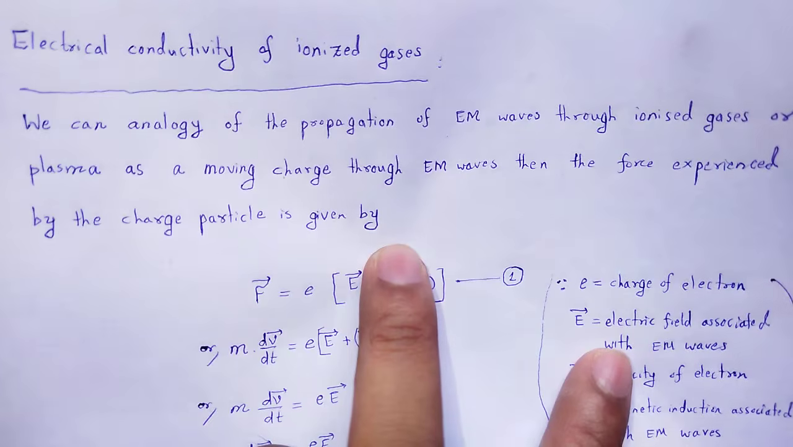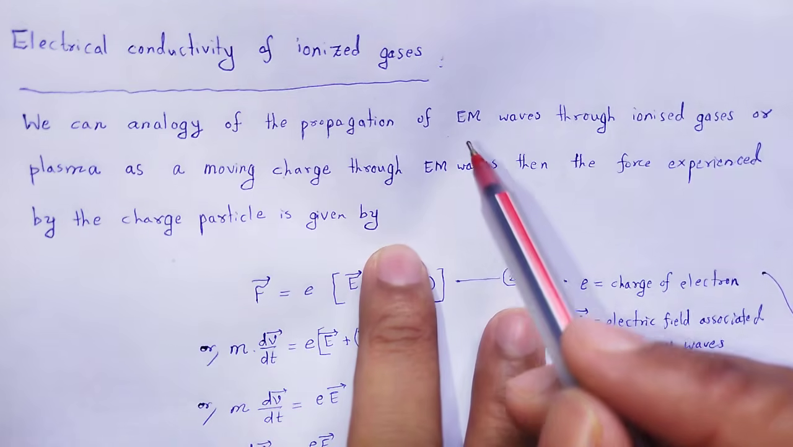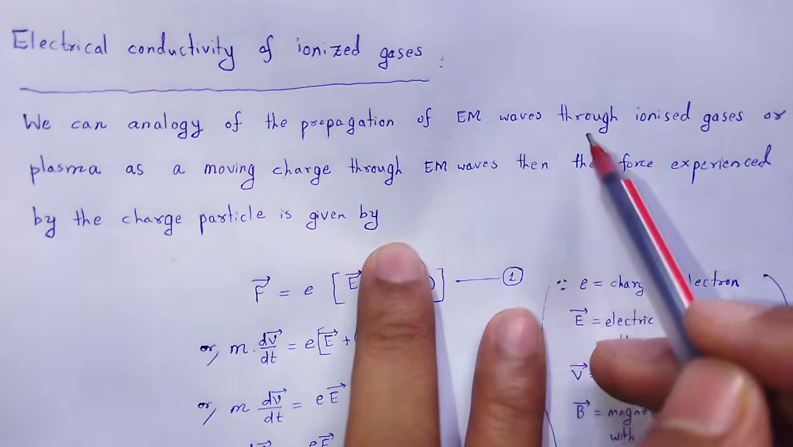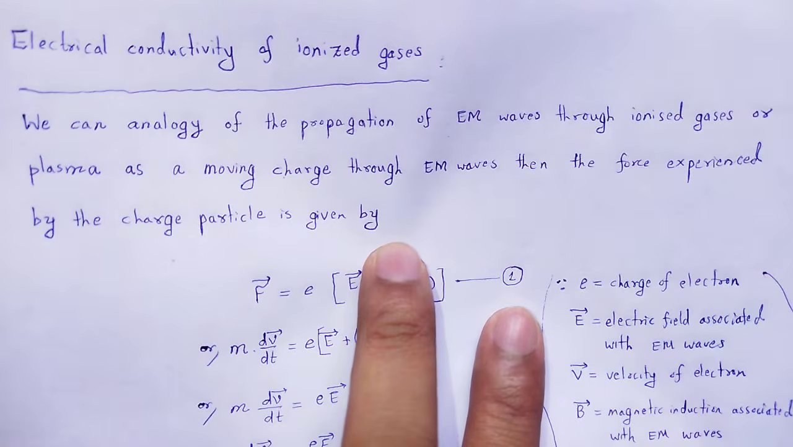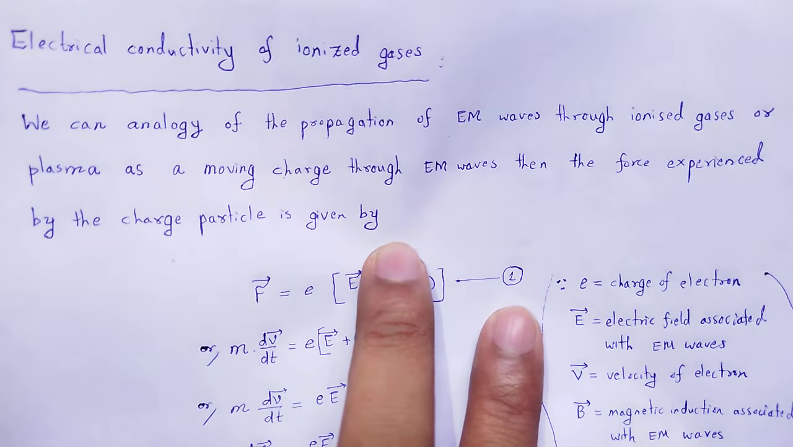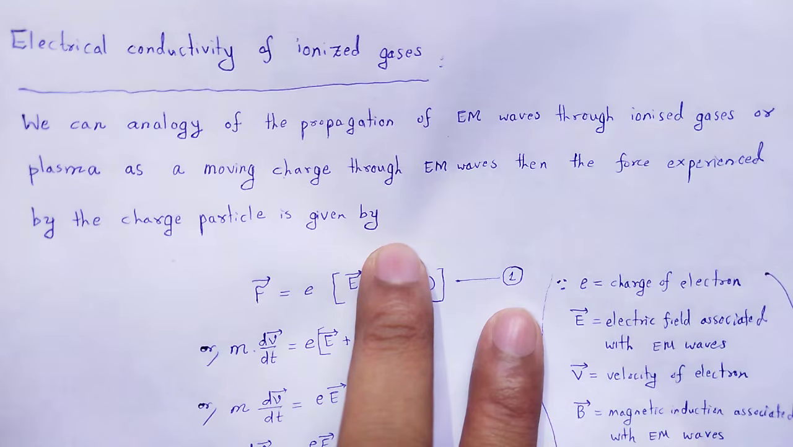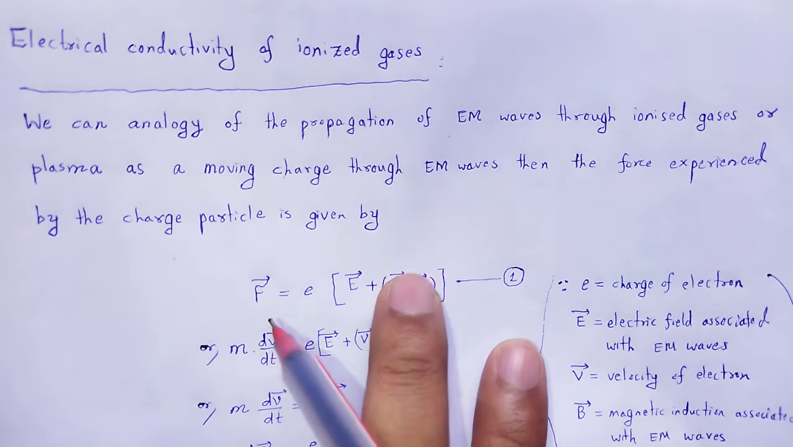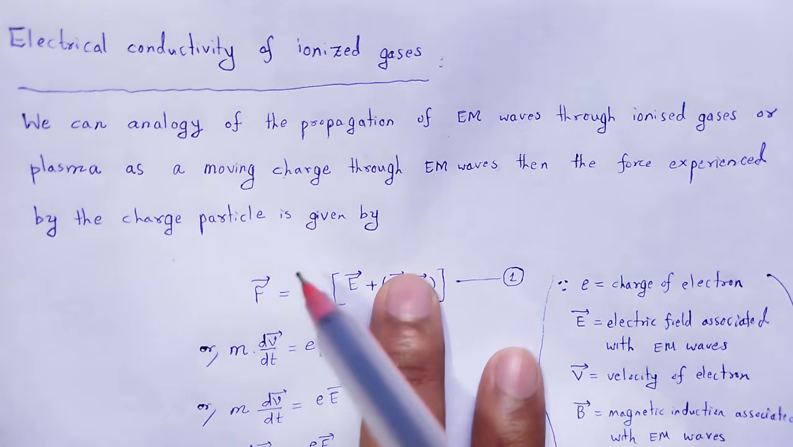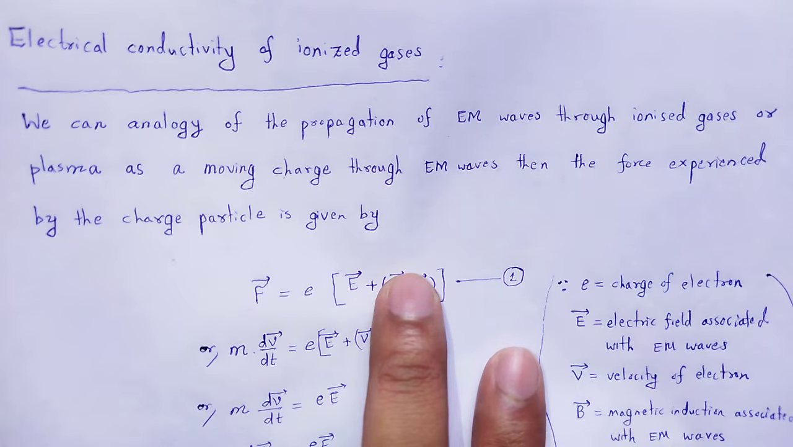Similarly, in case of the propagation of electromagnetic waves through ionized gases or plasma, nothing but the charged particles, positive or negative charged particles, we can assume that these charged particles are not colliding with each other. That is why simply we can say that is the force experienced by these charged particles due to electric field as well as magnetic field.